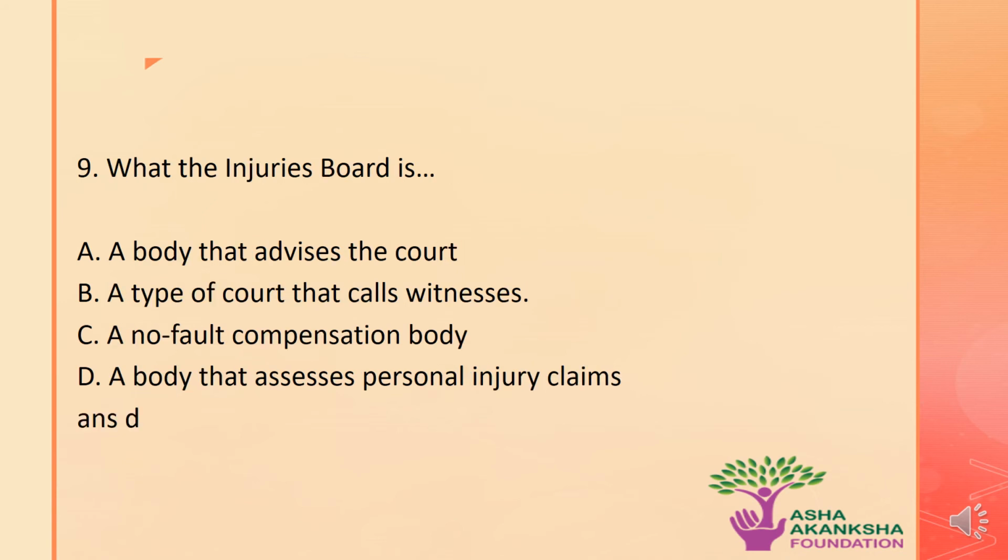The next question is what the Injuries Board is. Options are A. It is a body that advises the court. B. It is a type of court that calls witnesses. C. It is a no-fault compensation body. Or D. It is a body that assesses personal injury claims. The correct answer to this question is option D. That is, the Injuries Board is a body that assesses personal injury claims.